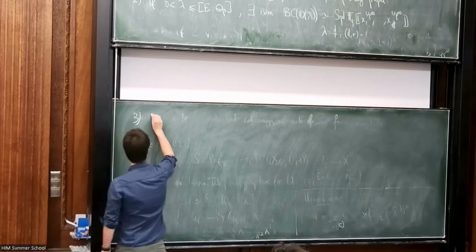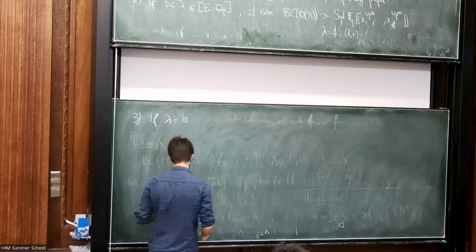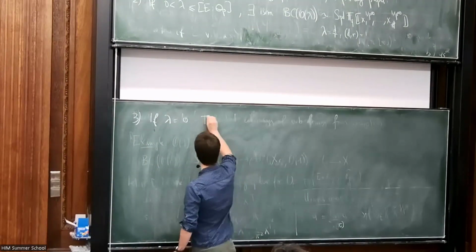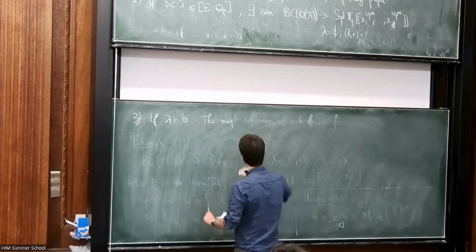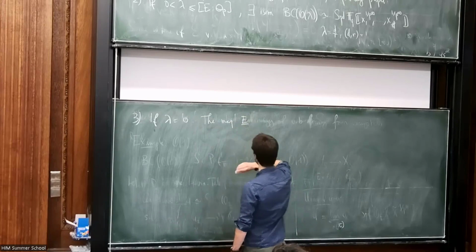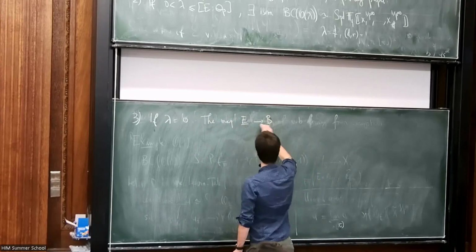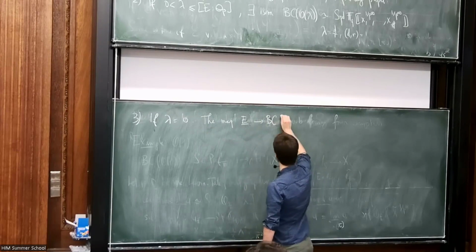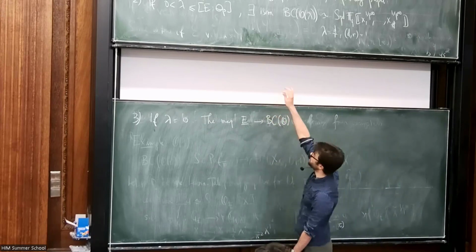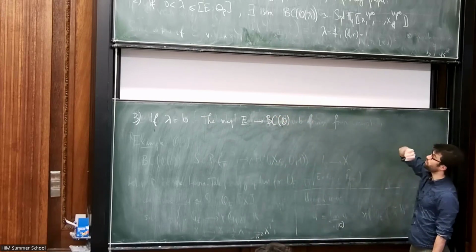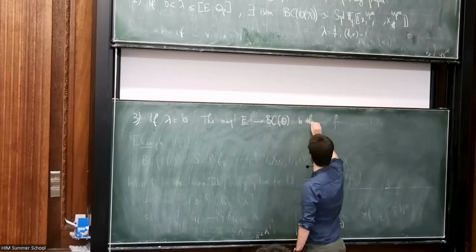So if lambda is 0, then you know that in this case, it's again quite explicit. So you have a natural map from E underline to the Banach-Colmez space BC of O, which is defined exactly as I did for O lambda for positive lambda. And this is an isomorphism.